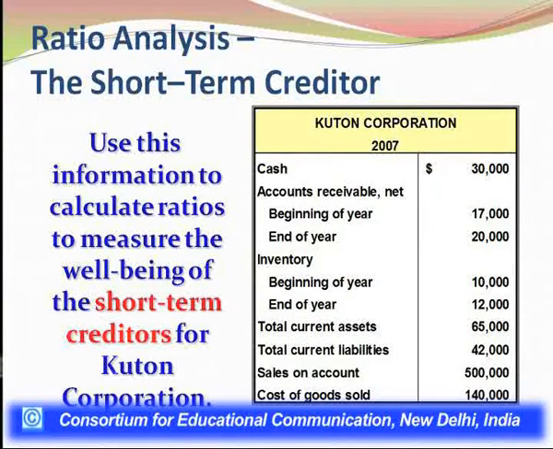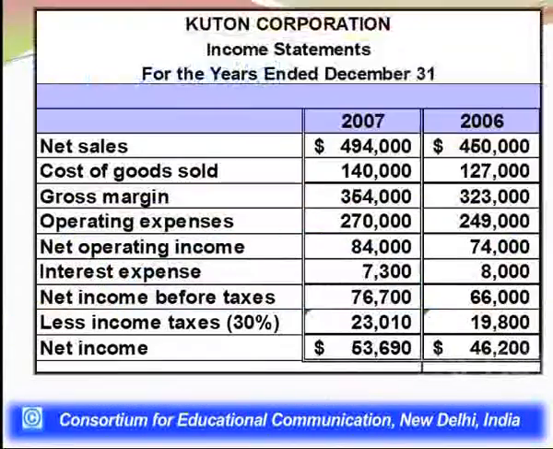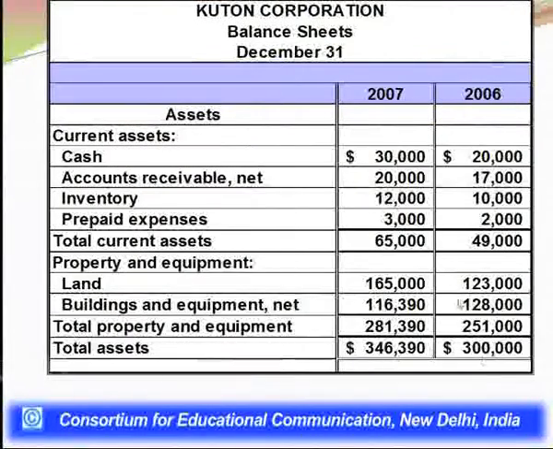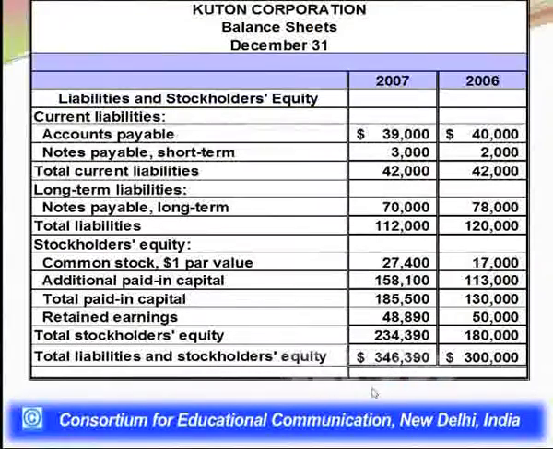So Q10 Corporation's data for cash in 2007 is 30,000. Accounts receivables in the beginning of the year were 17,000, at the end of the year are 20,000. Inventory is again given, beginning of year it was 10,000, end of the year it is 12,000. So the total current assets, if you look at the previous slide, which I also discussed with you, was 65,000 here, right? Total current assets, and the total current liabilities here 42,000, right?